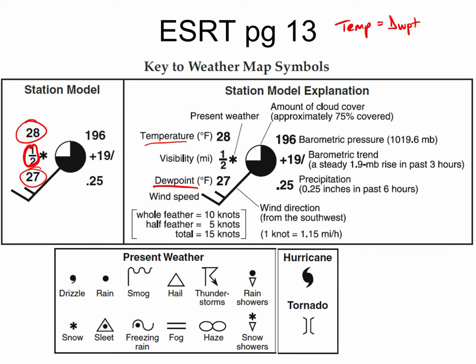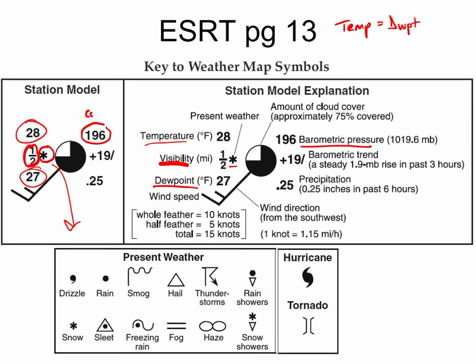It's going to tell you visibility. So how far can you see with the naked eye? It's going to give you what is the present weather symbol. Present weather, which is right here, and then down here, these are all the different possible symbols that you could find. It's going to tell you pressure, which is right here.